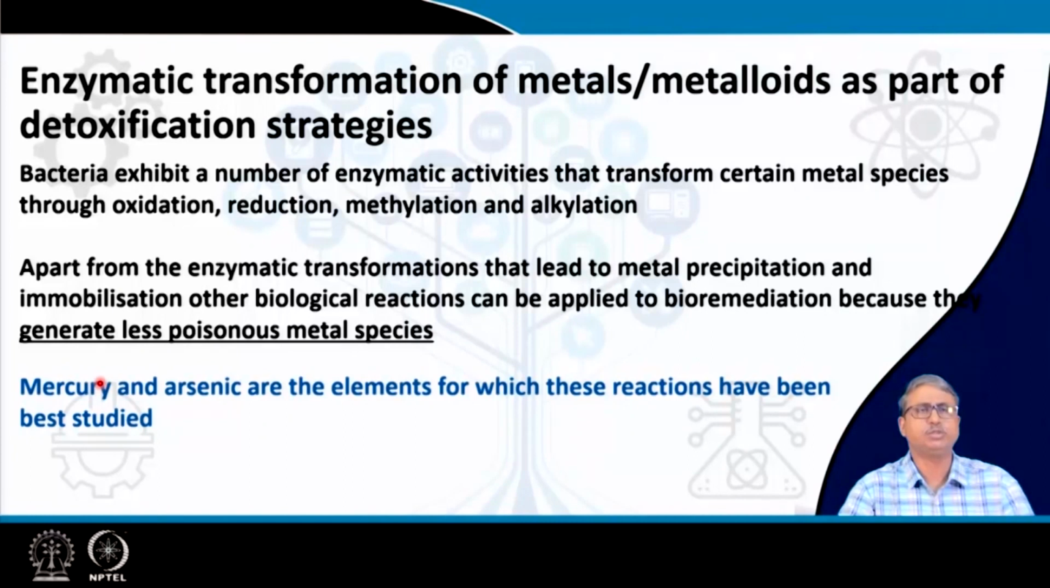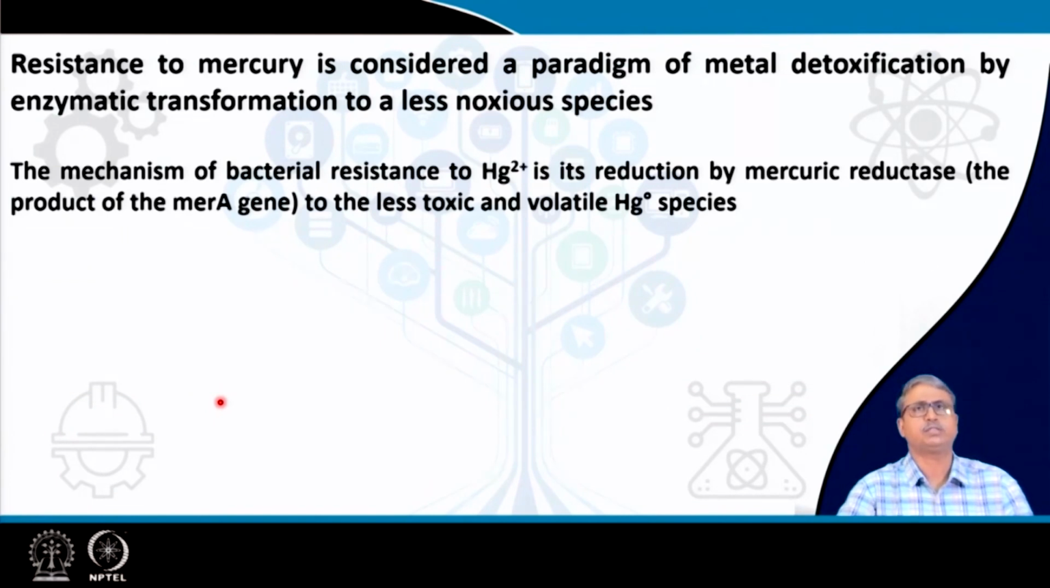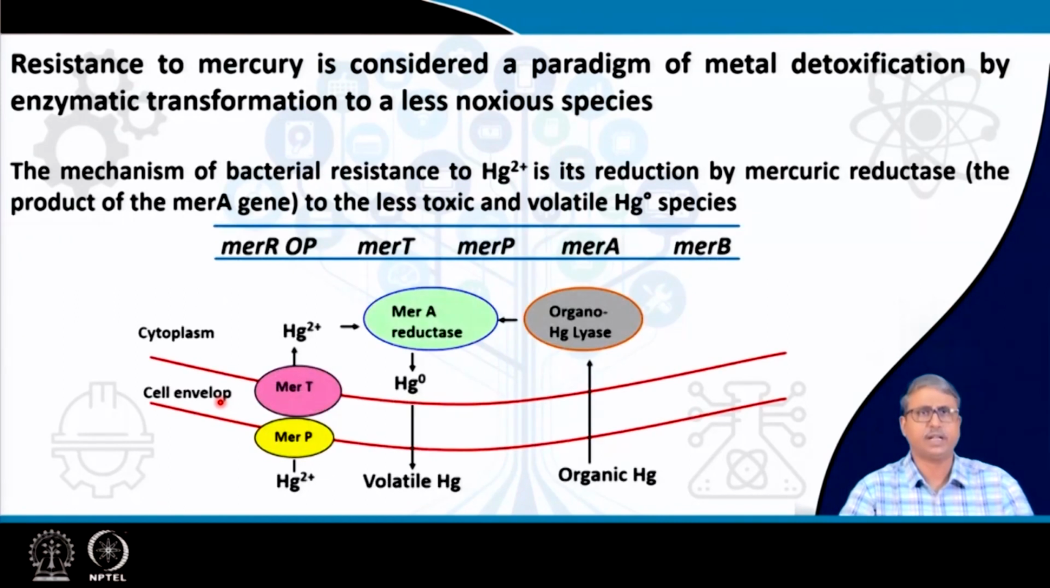Now, we should remember that mercury is not essential for the cell, and that is true for arsenic also. So, it is absolutely clear that enzymatic transformation of mercury or arsenic by microbes are purely detoxification strategies. For example, resistance to mercury is very well studied, because it is catalyzed by the cytosolic enzyme mercury reductase. You can see here the protein MerA, which is mercury reductase, and once the mercury is transported inside.